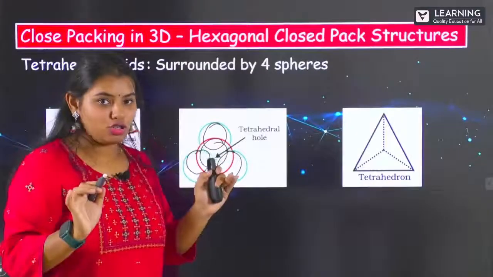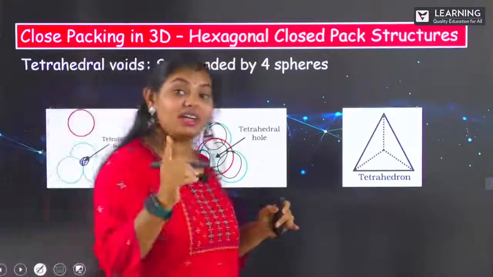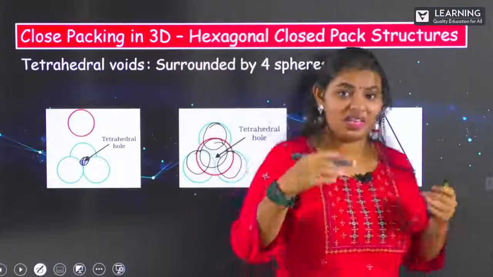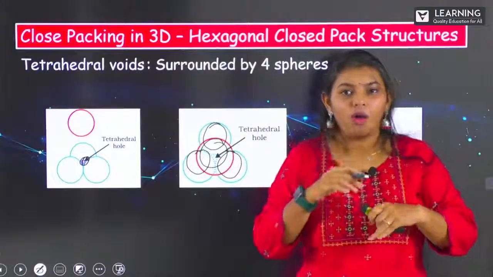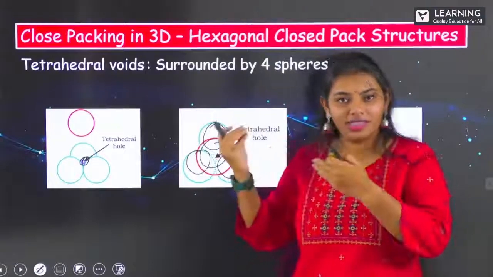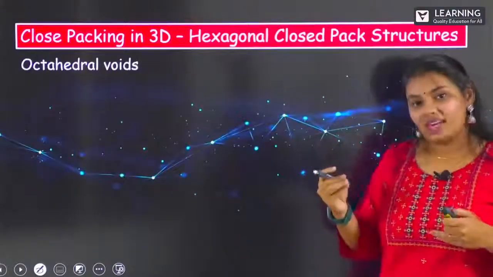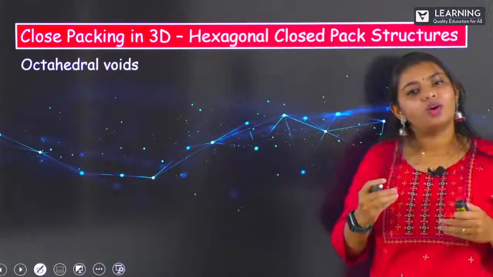So now we understood tetrahedral void, right? Tetrahedral void is surrounded by 4 spheres. That's how we can get to know the voids which are formed between the layers. It's because of the tetrahedral void. The second one is octahedral voids. Now what is octahedral voids?